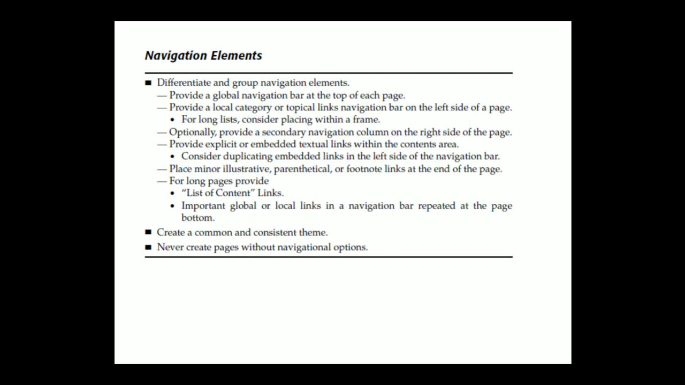Explicit or embedded links. Phrases or embedded links will be provided within the content area of a web page. An embedded link is one found in the middle of continuous text, and embedded links are frequently used to lead to supporting information or provide definitions of terms.